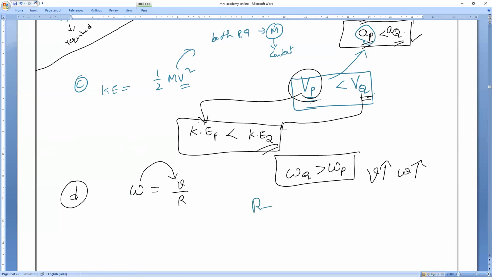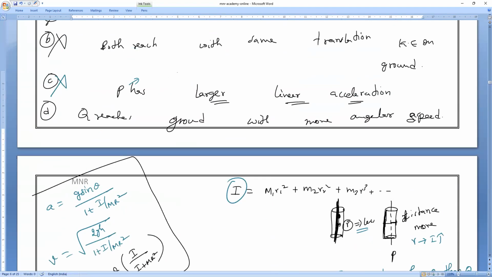Because velocity increases, angular velocity also increases. R remains the same. Radius remains the same. It depends only on velocity. So who will have more angular velocity? Q reaches the ground with more angular speed. So is it right or wrong? Everybody, please respond. So Q reaches the ground with more angular speed. That is the only statement which is correct.